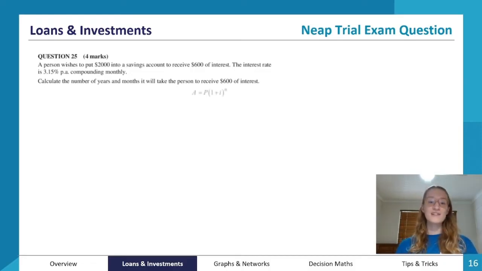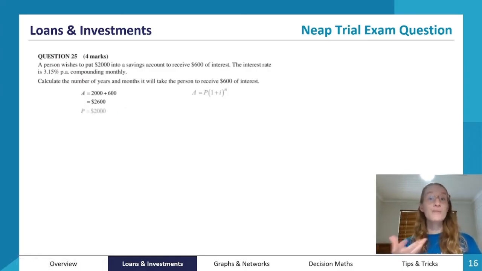So interesting, we've been given different variables this time. So we're still going to start with our same starting point. A equals P, 1 plus I to the power of N. But here, A is not our unknown. We actually know what they want A to be. They're going to put $2,000 in to begin with, and they want to receive $600 worth of interest. So their desired end goal amount for this investment is the initial amount plus how much they want to earn in interest. So the goal amount in this scenario is $2,600.